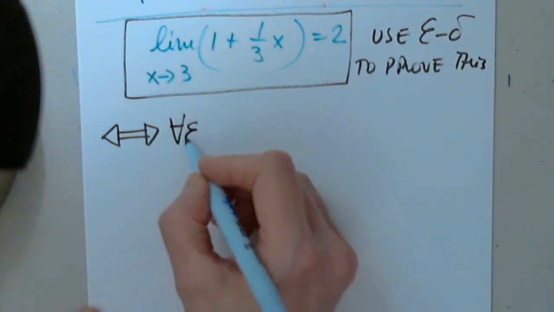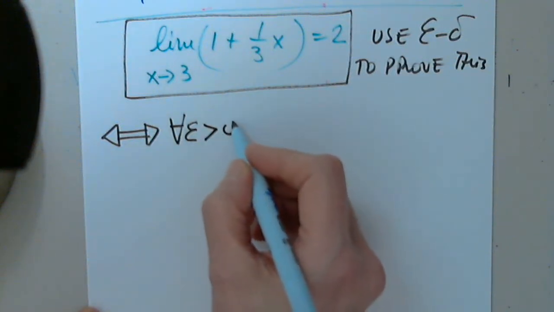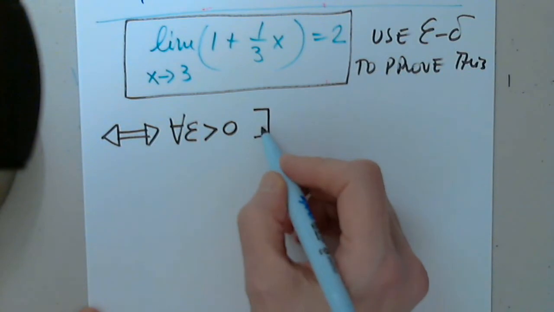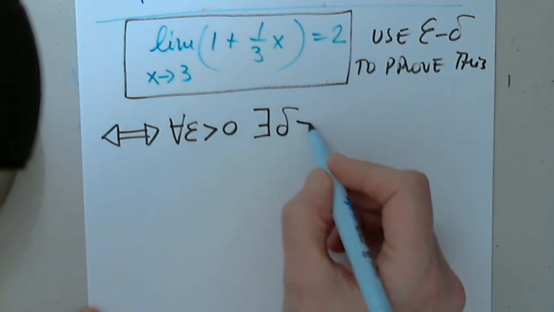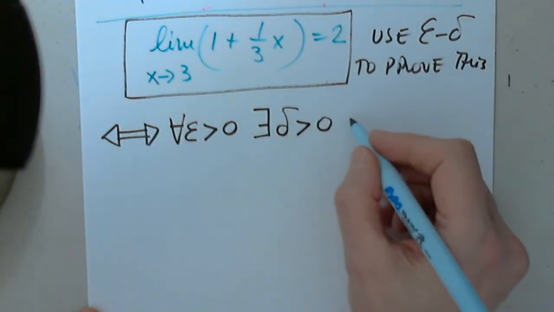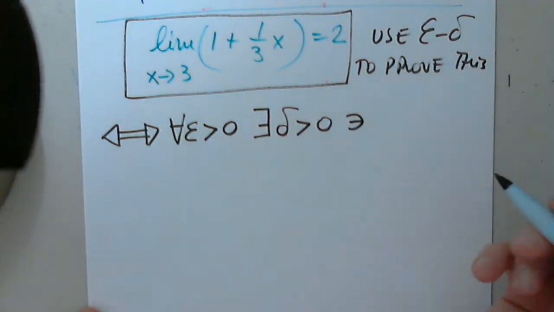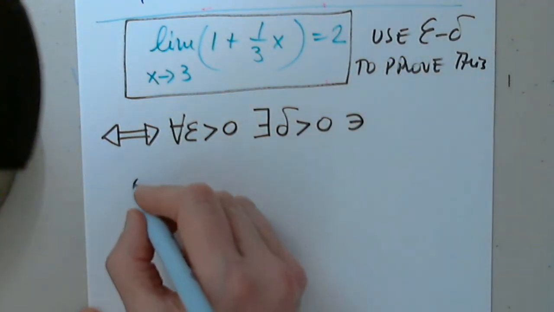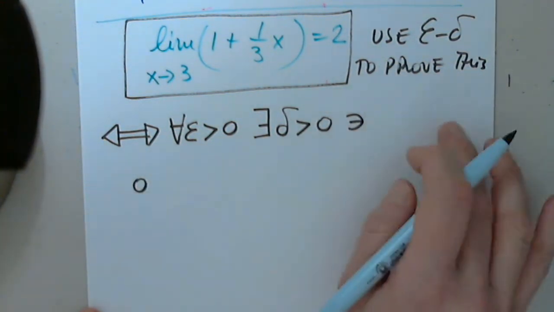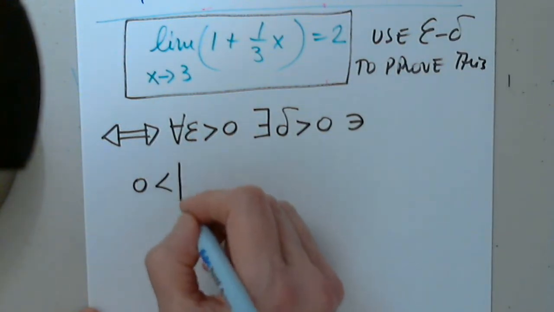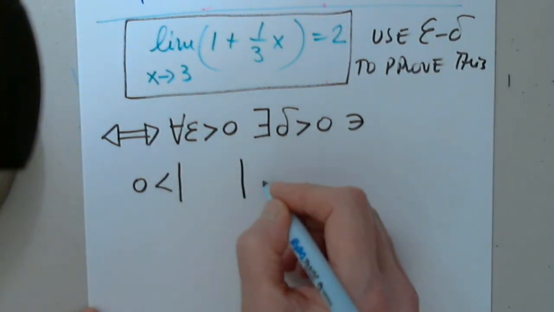For every epsilon positive, I will find a delta positive, such that 0 < ... Continue, I just don't have enough room. And now please tell me what I should write here.